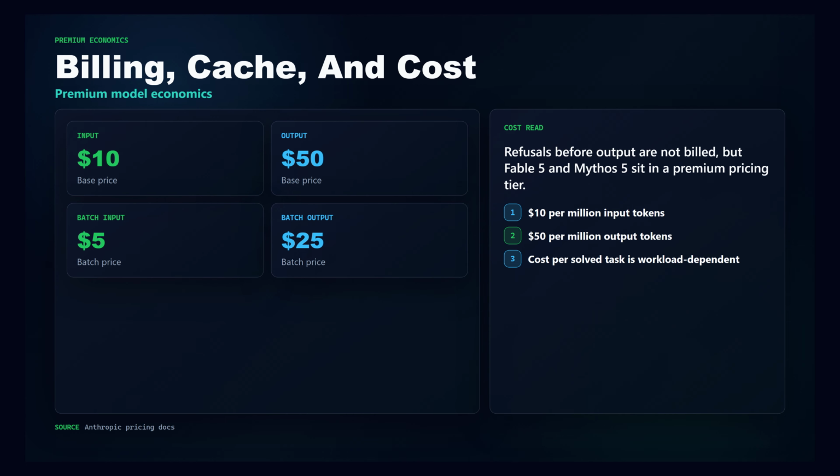The pricing is also not subtle. Anthropic lists both Fable 5 and Mythos 5 at $10 per million input tokens and $50 per million output tokens. Refusals before output generation are not billed, and fallback retries may receive prompt cache credit. Still, this is a premium model, and cost per solved task will depend on the workload.